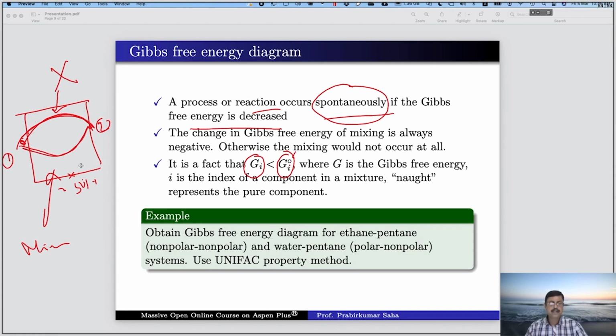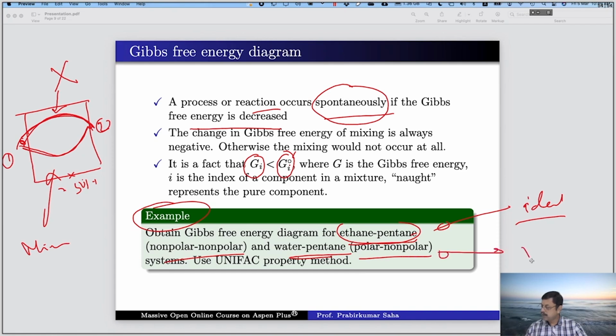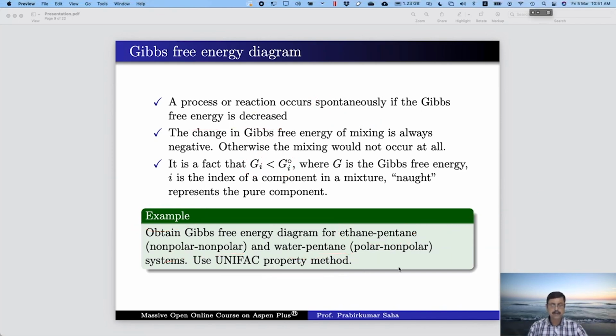Now we shall learn this Gibbs free energy diagram through this example, where they have asked us to obtain a Gibbs free energy diagram for ethane-pentane and water-pentane systems. As we know, ethane-pentane is a nonpolar type of system, so it is an ideal system. It can mix, whereas the water-pentane system is polar-nonpolar, so it is not miscible at all. You can use the UNIFAC property method for running this. So let us again go back to our simulation.